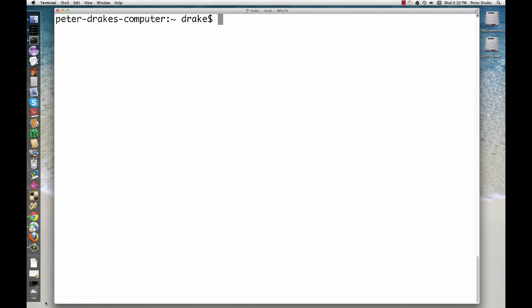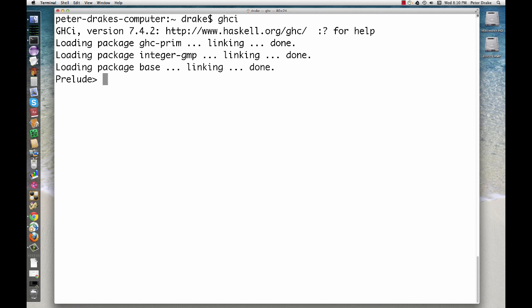As our first introduction to Haskell, let's use it as a calculator. Start up GHCI, which is the Glasgow Haskell compiler in interactive mode. After some initial messages that we can ignore, GHCI gives us a prompt, the word Prelude followed by a greater than sign. If we type in a simple arithmetic expression here, Haskell evaluates it and shows us the answer.